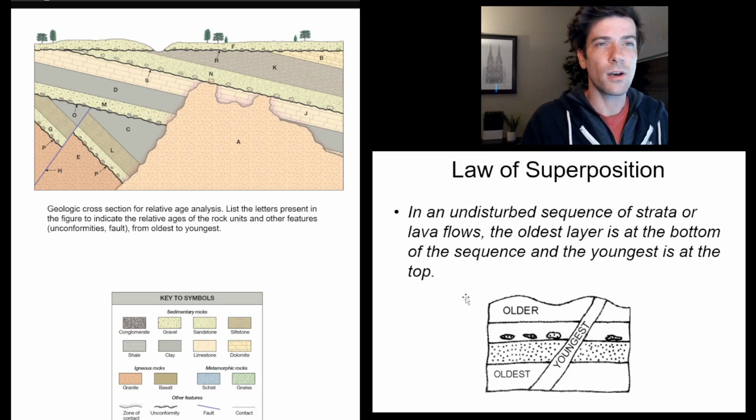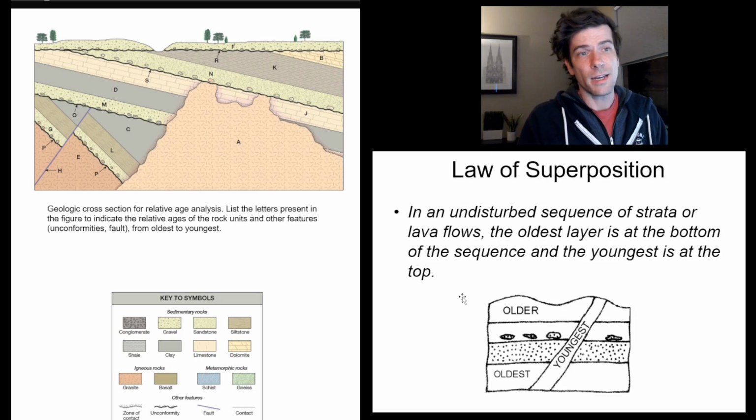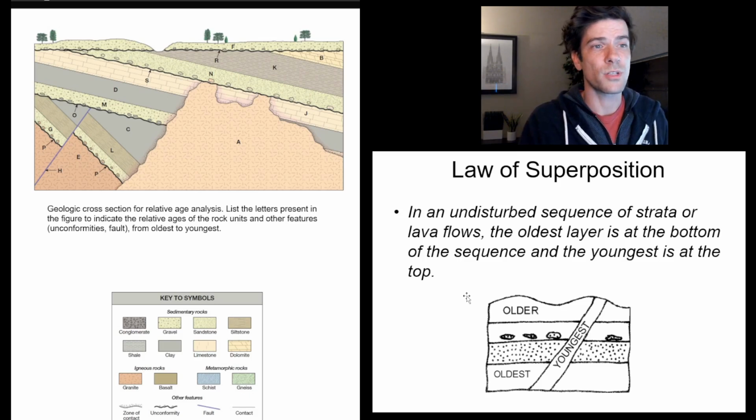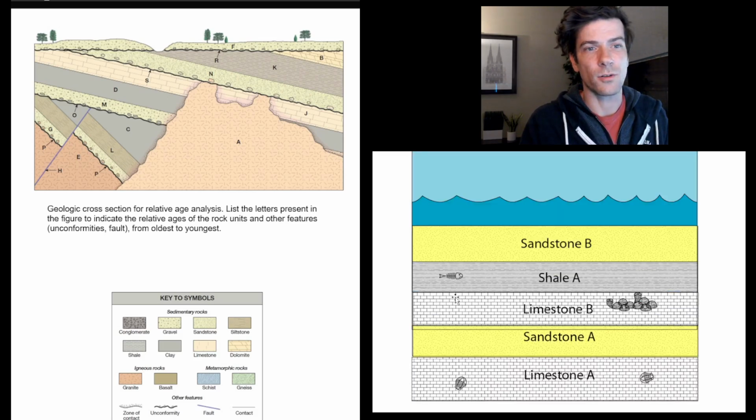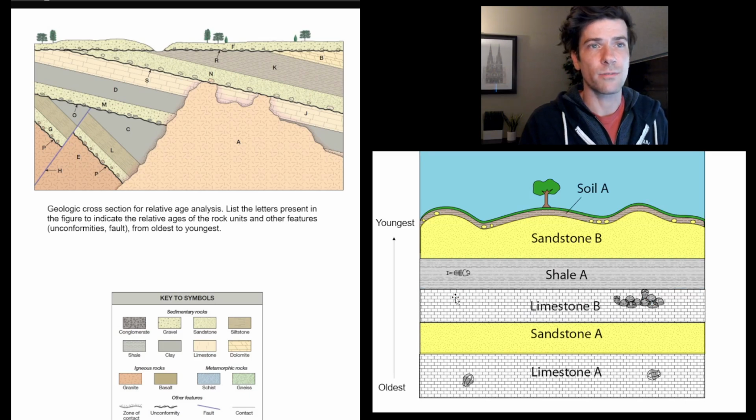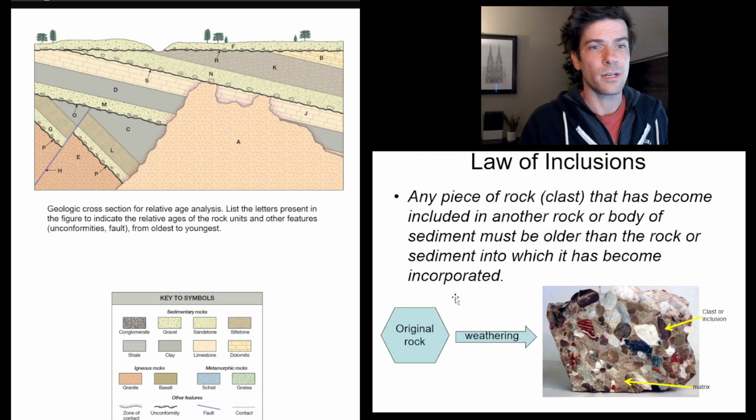Okay, and then the law of superposition just says that in an undisturbed sequence of sedimentary rocks or lava flows, the oldest things are at the bottom and the youngest things are at the top. And that makes sense. One layer has to be there in order for the layers on top to have been deposited there on top. And so we went through this little slide animation. Feel free to flip through these in the PowerPoints and just make sure that you understand these concepts. They're pretty straightforward.